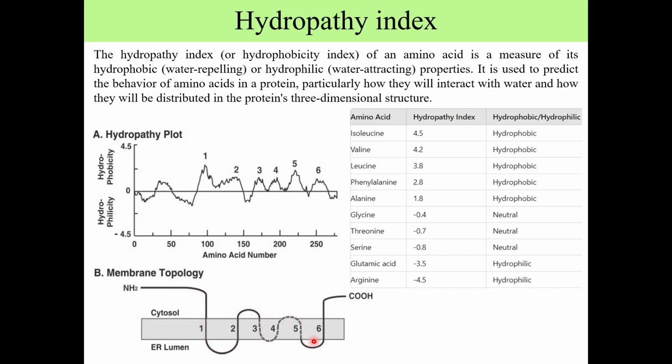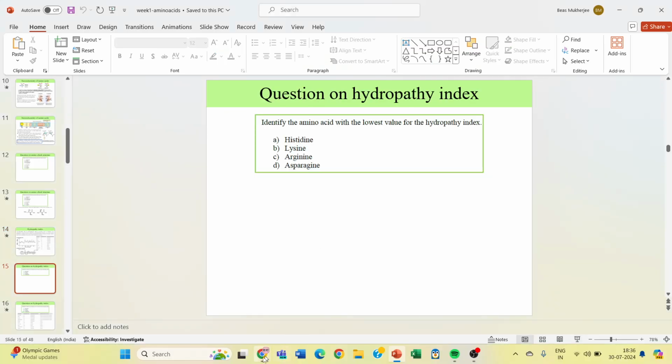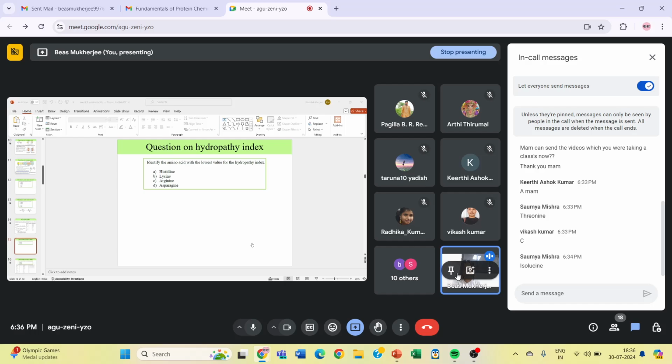For example, if you look at this transmembrane protein, there is a high probability that leucine and isoleucine will be present here in the transmembrane domain, right? But then this arginine might be present here in the cytosol, where it will be interacting with other water molecules and other ions. So now try to solve this question on hydropathy index, and stop me and ask me if you're not understanding something, right? So try to solve this question.